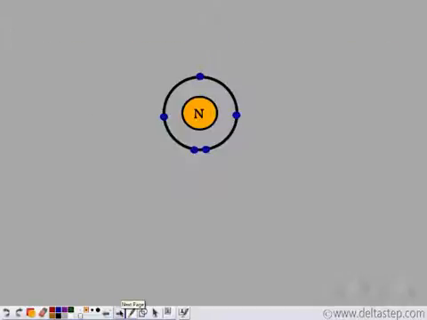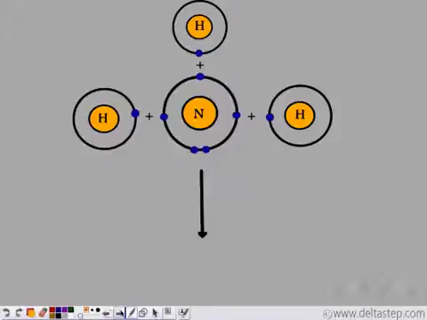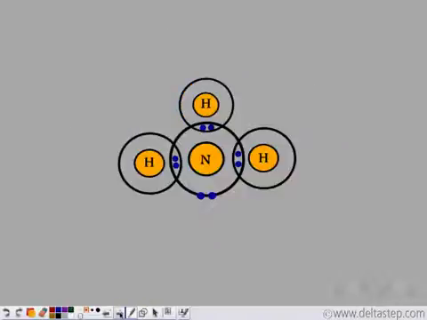Let's take an example. We have nitrogen atom. It has 5 valence electrons, so it needs 3 more electrons. This is done by sharing 1 electron with each of the hydrogen atoms. So now it forms ammonia, that is NH3.